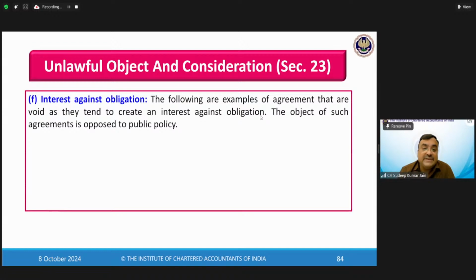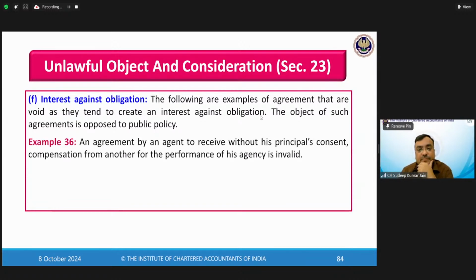Interest against obligations means duties. If you have some duty, you cannot claim any consideration for it. You are already bound to this. See the example. Following are the examples of agreements that are void as they tend to create an interest against obligations. It means you have to perform your duties and again you are charging something. The object of such agreement is opposed to public policy.